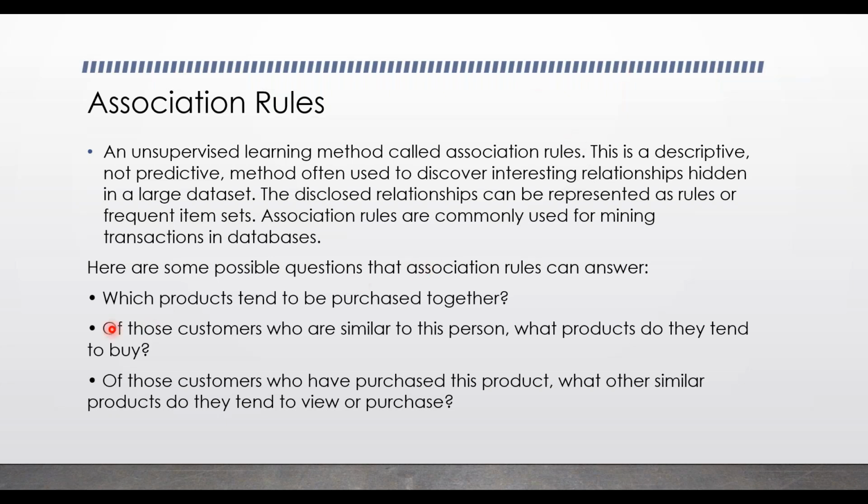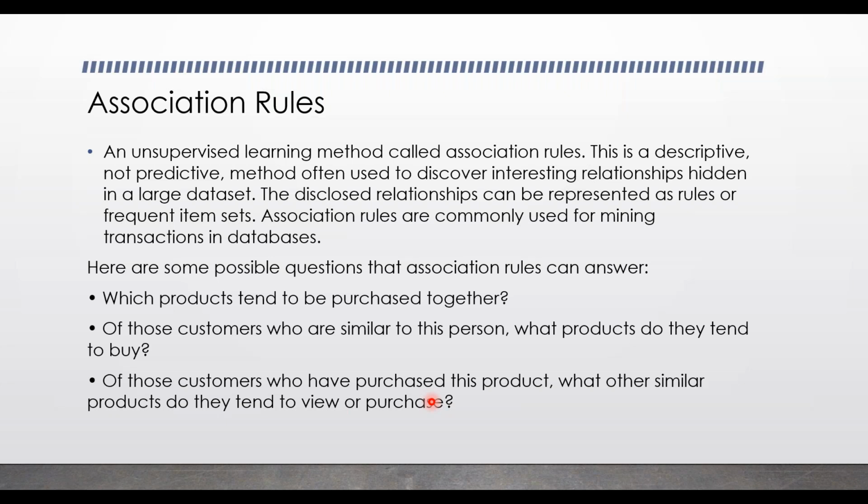So there are certain questions which I've written. Which products tend to be purchased together? Of only those customers who are similar to this person, what products do they tend to buy? And of the customers who have purchased this product, what other similar products do they tend to view or purchase? So cold drinks and juices are nearby that way. Impulsive buying, yes, definitely. People also buy this along with the selected product. तो ब्रेड है तो ब्रेड के बाजू में बटर रखा जाएगा, चीज रखी जाएगी. क्यों? क्योंकि ब्रेड के साथ बटर एंड चीज is most likely to be purchased.